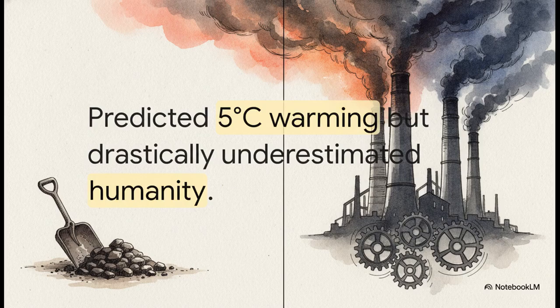Using Häggblom's data, Arrhenius calculated that if you doubled the amount of CO2 in the atmosphere, global temperatures would rise by about 5 degrees Celsius. The math was remarkably sound. However, he drastically underestimated humanity. He assumed it would take us 1,000 to 3,000 years to burn enough coal to double the atmospheric carbon. He just couldn't have foreseen the explosive industrialization of the 20th century.